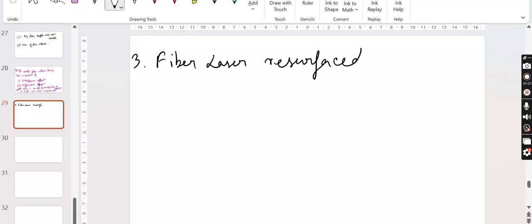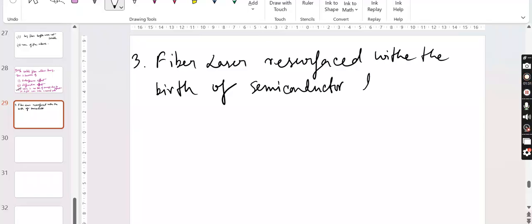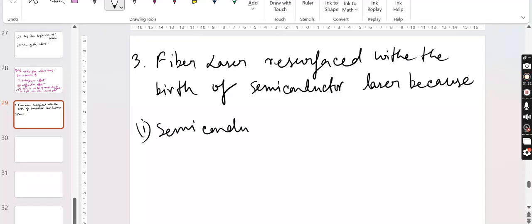The third question is, the fiber laser resurfaced with the birth of semiconductor laser because one, laser beam size exceeded fiber cross section.